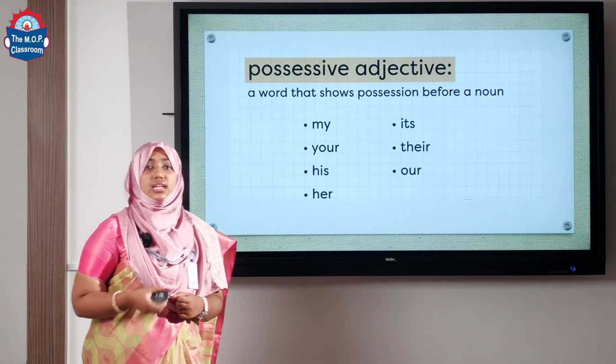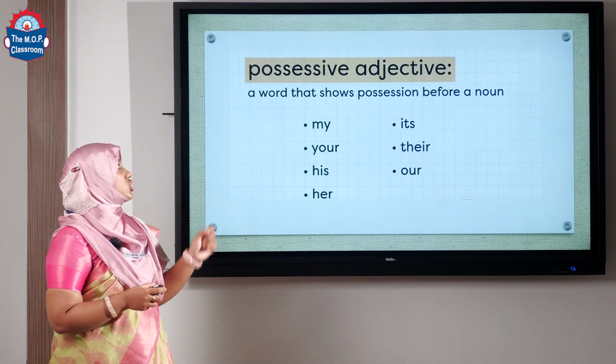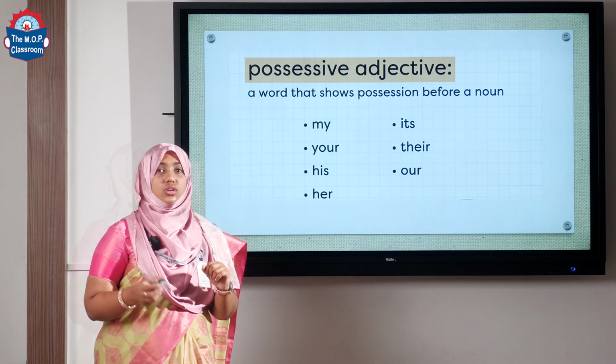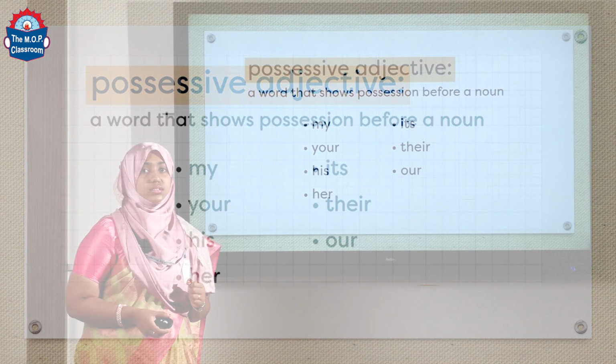So, let us see what the possessive adjectives are in English. Possessive adjective, a word that shows possession before a noun. So, the possessive adjective is placed before the noun. For first person singular, it is my. Second person singular, your. Third person singular, his or her. Then for plural forms of the subjects, we have its, their and our.